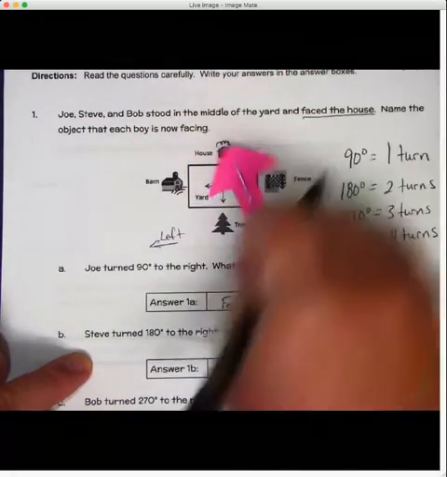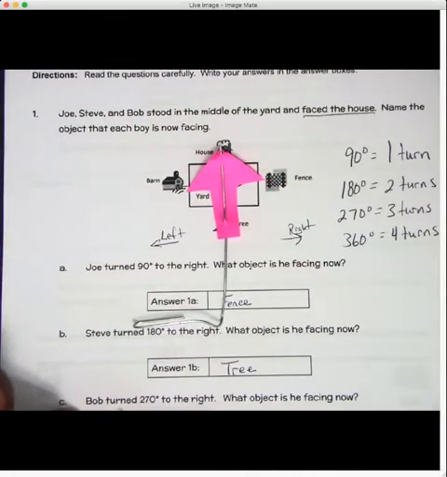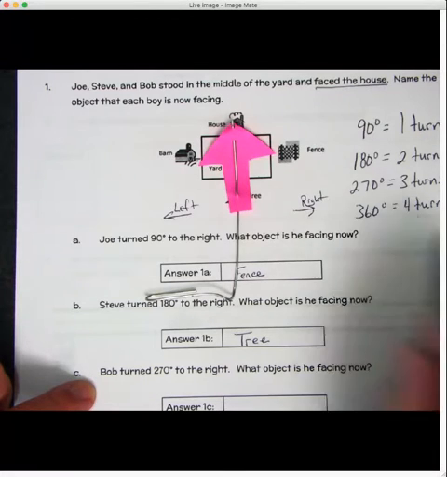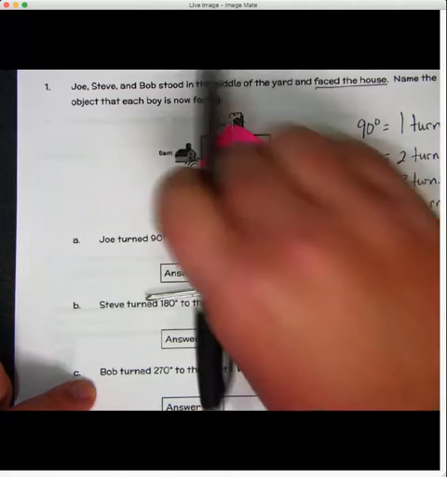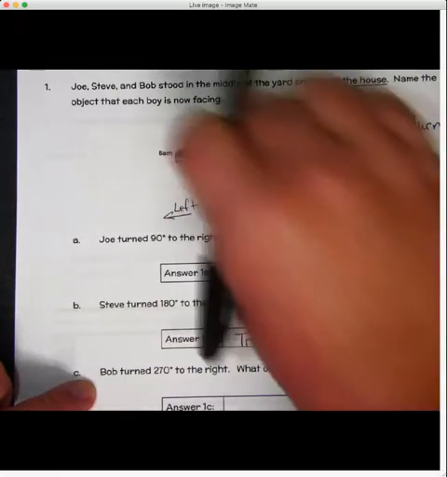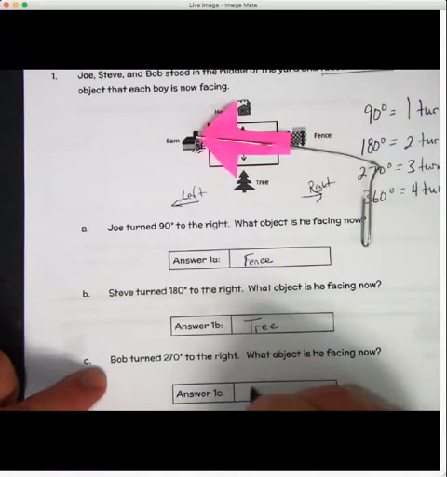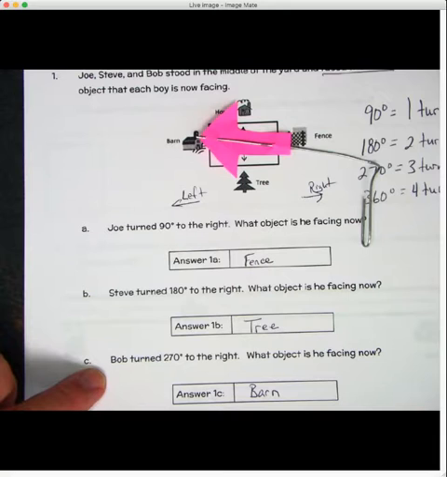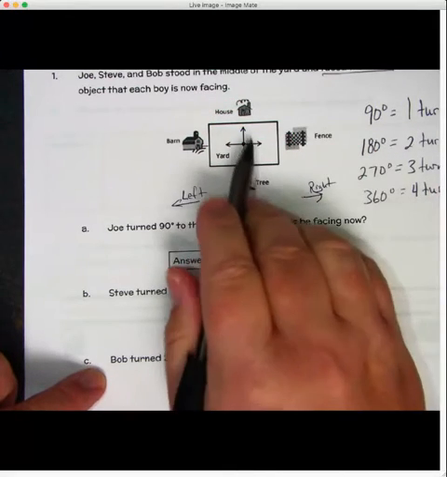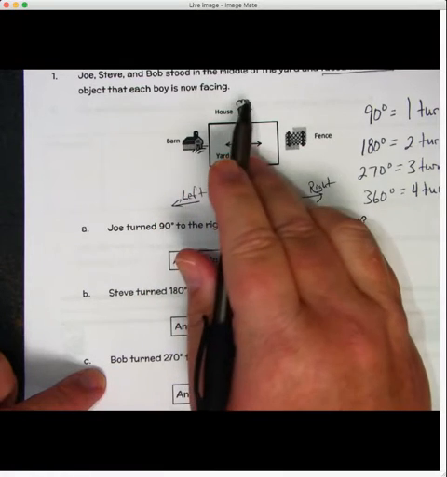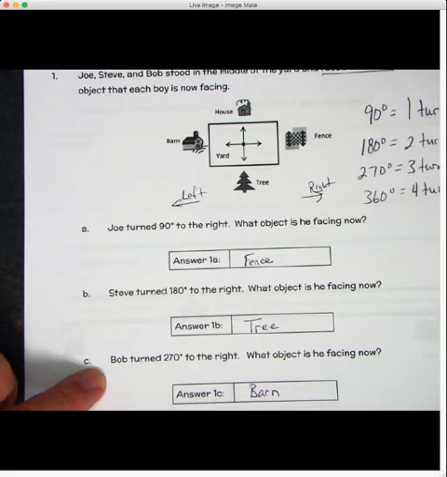Let's set it back to where it was. They're all facing the house, but Bob, good old Bob, he turned 270 degrees to the right. What object is he facing now? So 270 is how many turns? 3 turns. 1, 2, 3. So what object is Bob looking at? Bob is looking at the barn. Yeah, so it's just like the circle, just like Mr. Walker showed you in the circle. 90 degrees, 180 degrees, 270 degrees, and then all the way around the circle is 360 degrees.